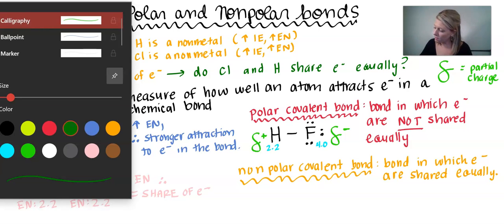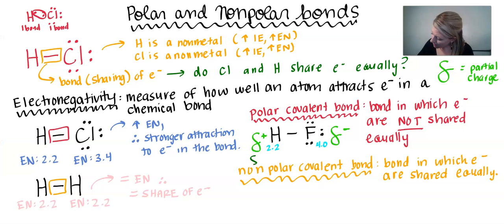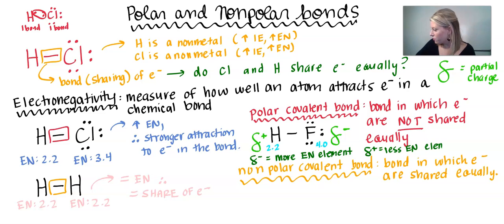So I do want to go ahead and make note right below this that the partial negative is always going to go to the more electronegative element, and the partial positive is always going to go to the less electronegative element. And so if you're feeling really overwhelmed, that's another way to just think of it. Your partial negative is always going to go to the more electronegative, partial positive to the less electronegative.